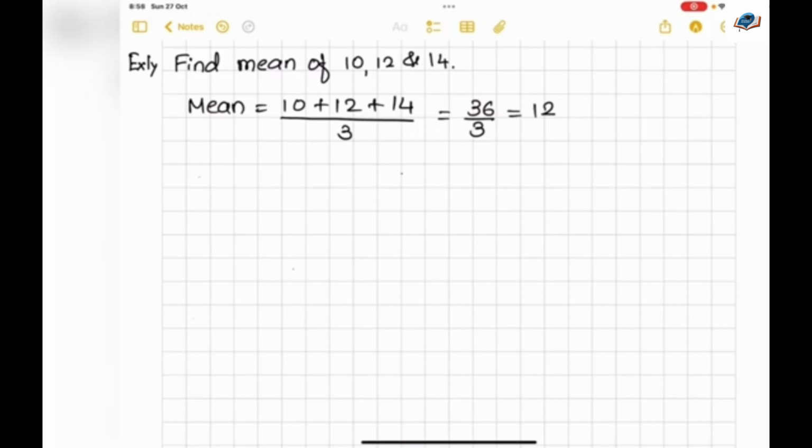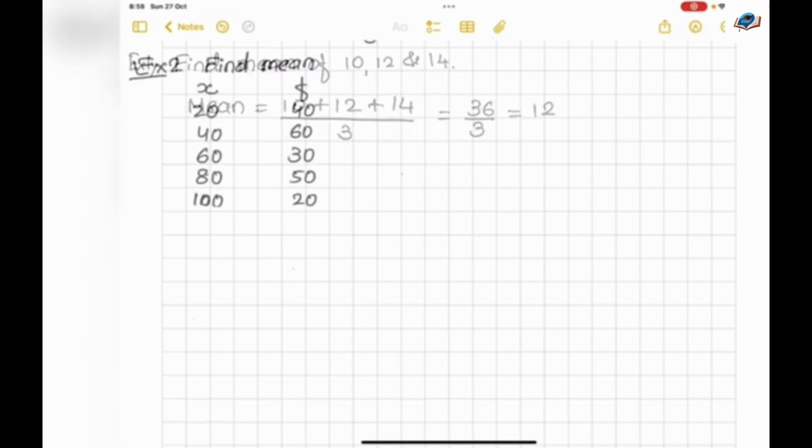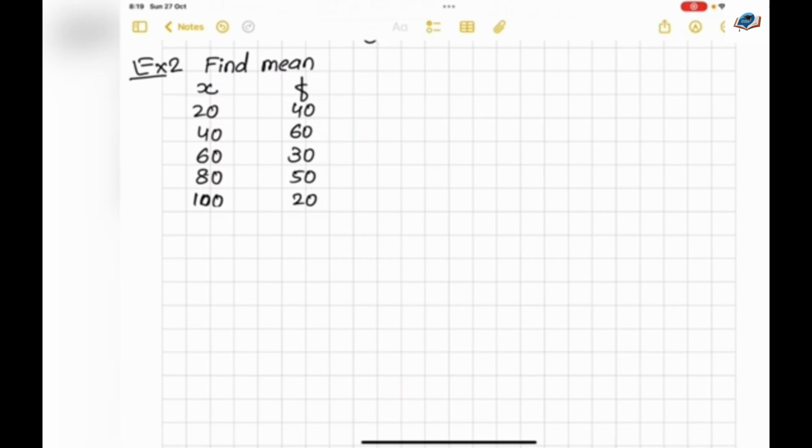Now let us learn mean using a simple sum. That type of sums are asked. Now x will be given and f will be given. So here at the bottom I will be doing the total. That is called summation fi. Summation fi means the total of all the f.